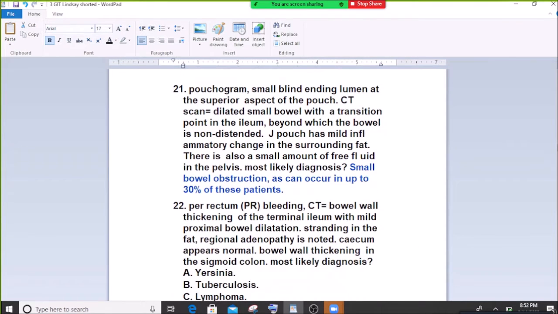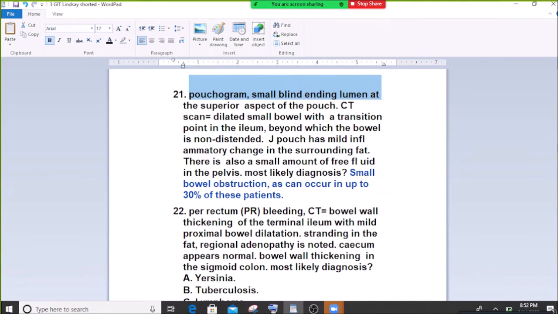21. Pouchogram: small blind ending lumen at the superior aspect of the pouch. Correct. CT scan shows dilated small bowel with a transition point in the ileum, beyond which the bowel is not distended. The J pouch has mild inflammatory changes in the surrounding fat. There is also a small amount of free fluid in the pelvis. Small bowel obstruction can occur in up to 30% of these patients.